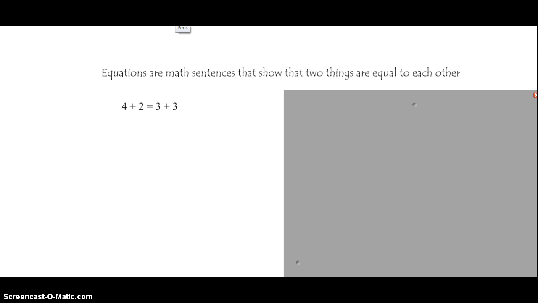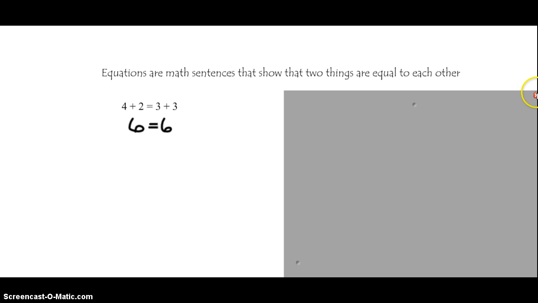So how could we prove that these two sides have the same value? Well, the easiest way would be to solve it. So 4 plus 2 would give me 6, and 3 plus 3 would give me 6, and 6 and 6 are in fact equal to each other, so that means that this is a correct equation.